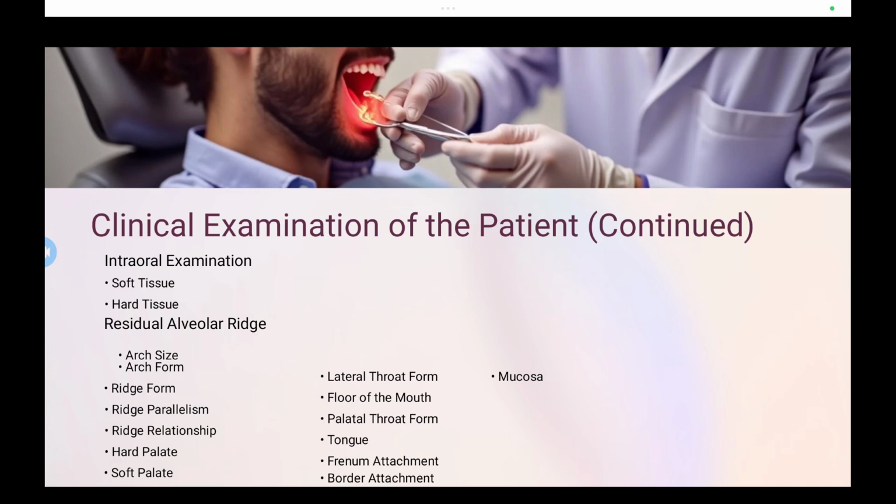Next is ridge form. Class 1 is square or gentle rounded, ideal. Class 2, tapering or V shape. Class 3 involves a flat ridge. Now the class 1 is classified as U shape, class 2 V shape form of the ridge, class 3 is flat. Now mandibular ridge form.